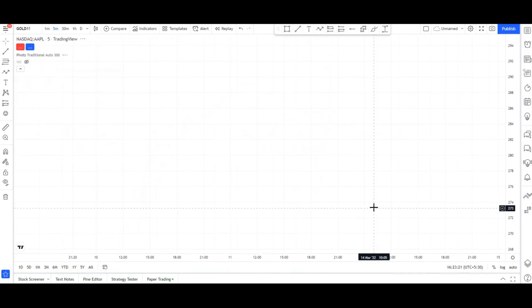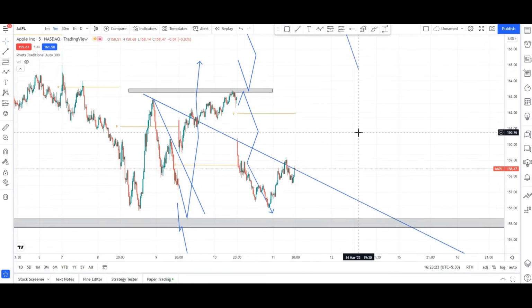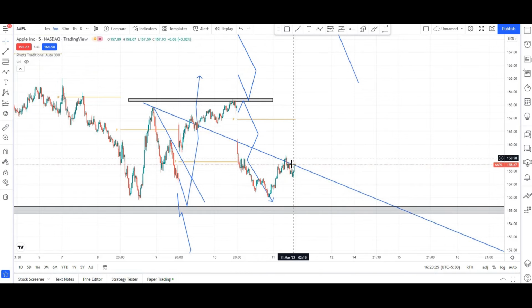Okay guys, we can see Apple. Right now it is in a major resistance area. You can see here. Okay, so let me discuss.